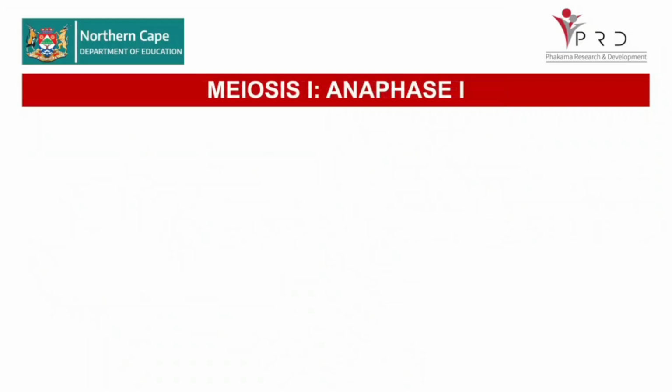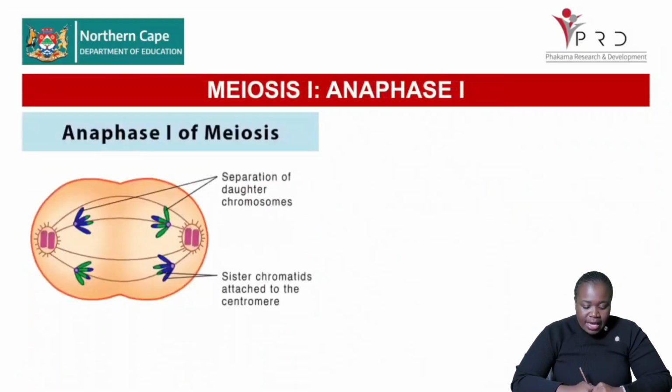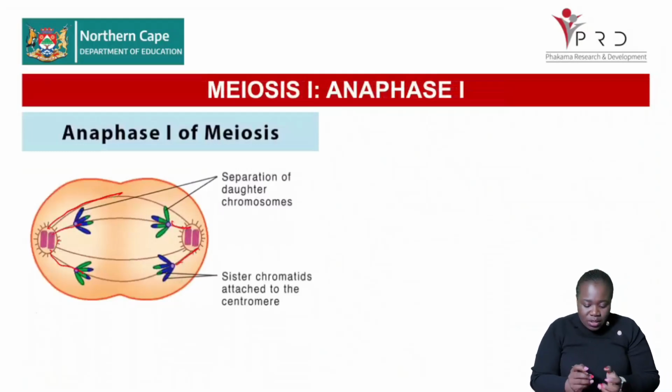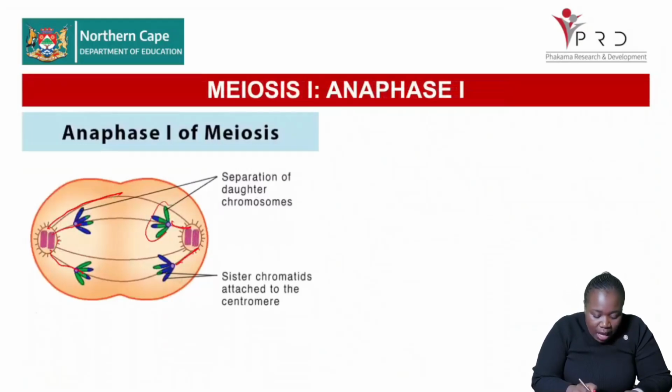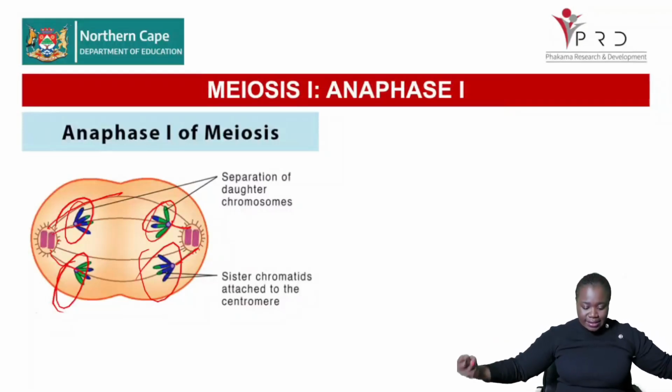So it just increases that genetic variation that we spoke about. Okay, and then we have anaphase. Anaphase is when the spindle fibers over here, these are the spindle fibers, remember? When these spindle fibers are going to shorten, or contract, it means that they are going to pull on these chromosomes as well. They're going to pull the chromosomes to the opposite sides.